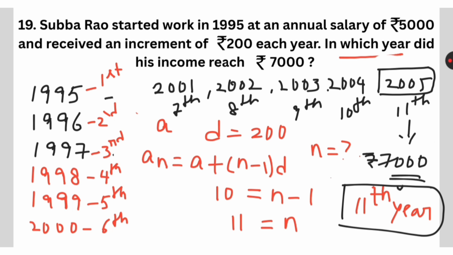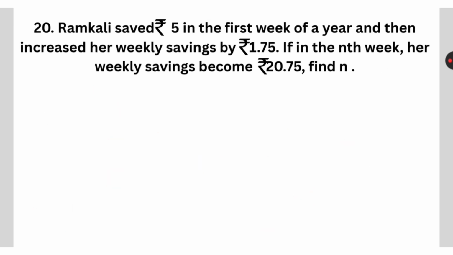That's it. Let's go to the last question of this exercise. Ramkali saved 5 rupees in the first week of a year. So how much did she save? She saved 5 rupees, so let's write the first term as 5. This is the first week, and then she increased her weekly savings by 1.75. So the next week she increased by 1.75.